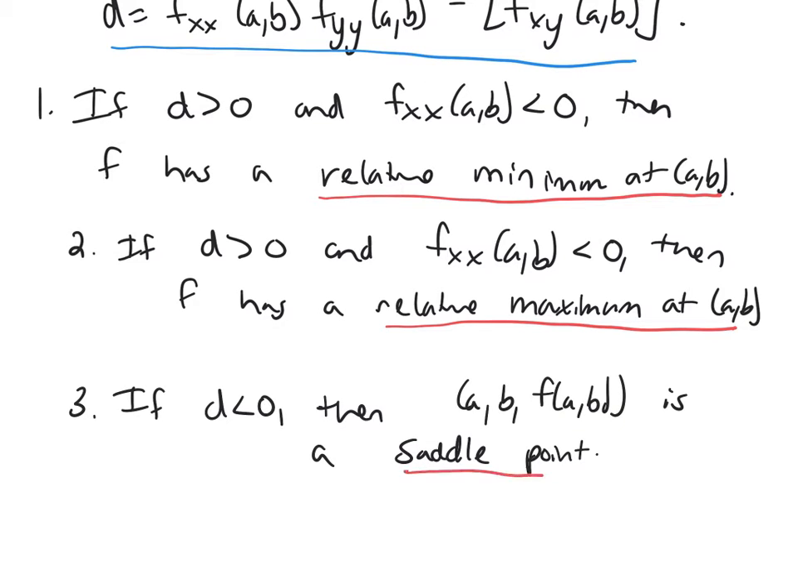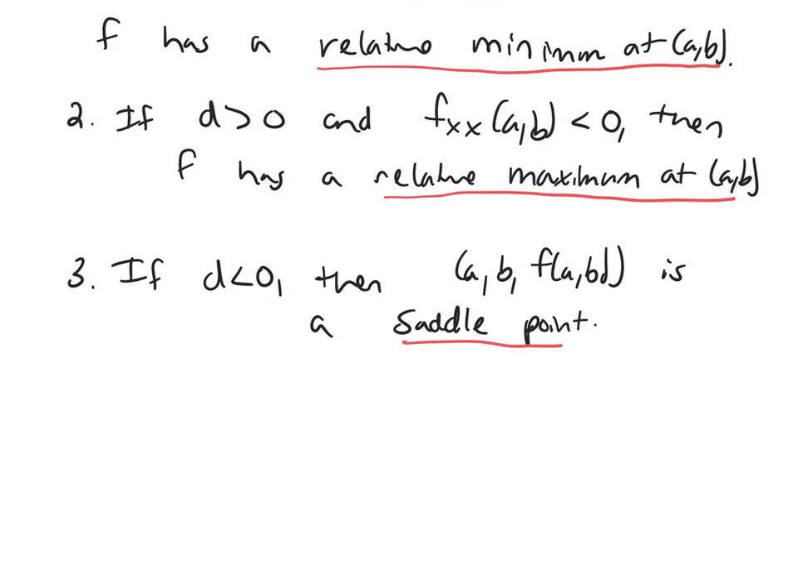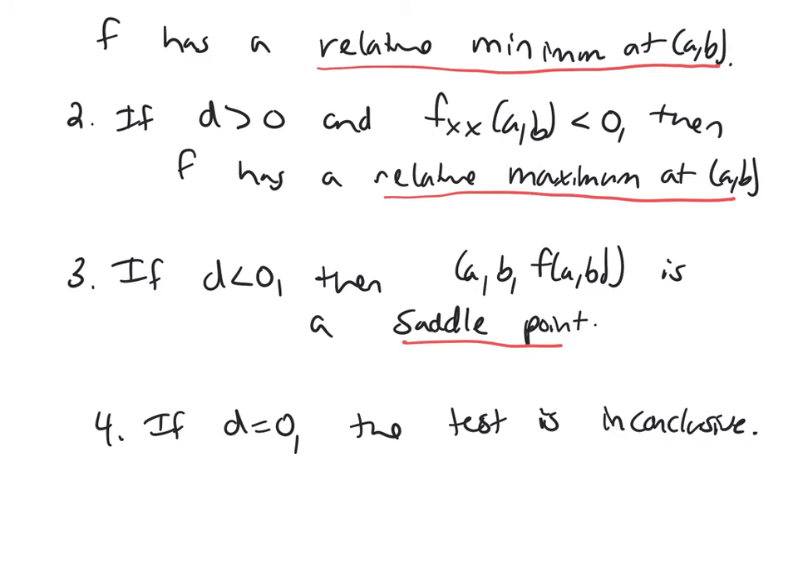Okay, so I have a saddle point if D is less than 0. And finally, if D equals 0, the test is inconclusive. So if D equals 0, we can't make a conclusion. So what's nice is this is going to help us determine where we have relative extrema occurring.